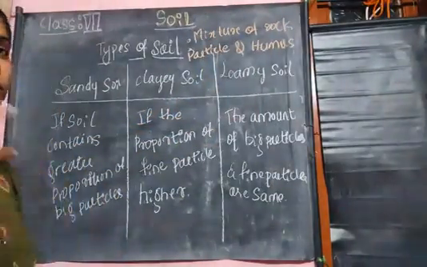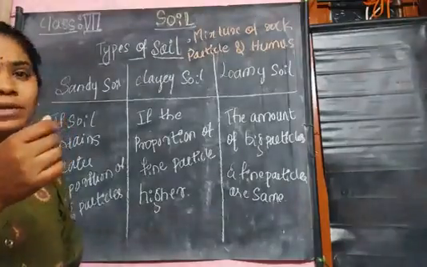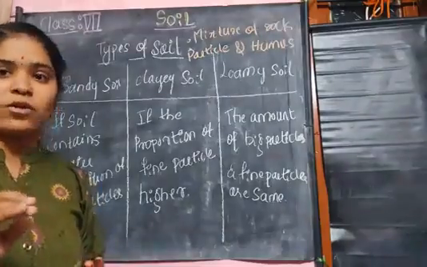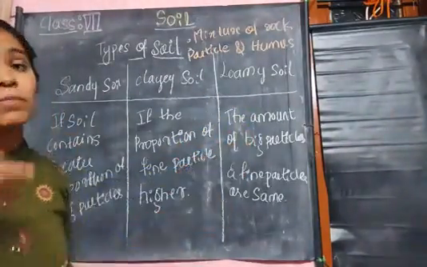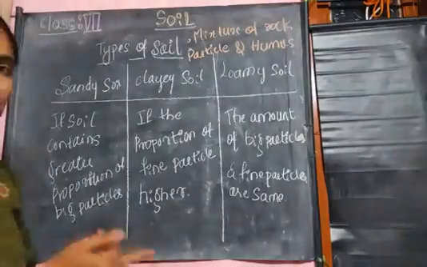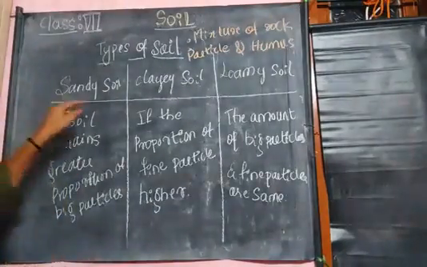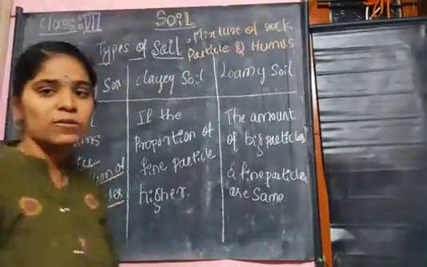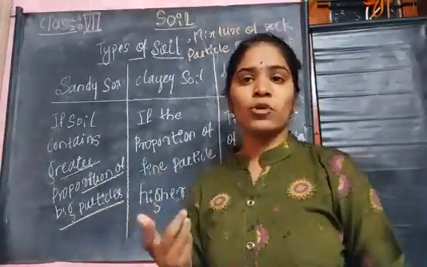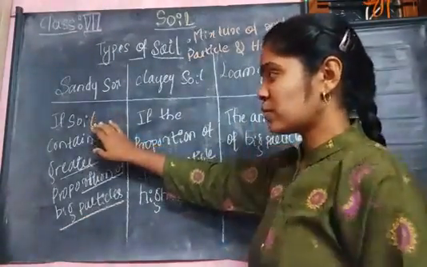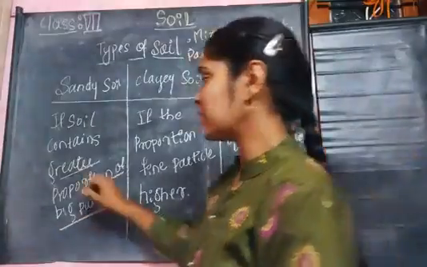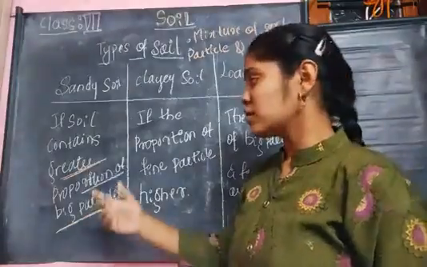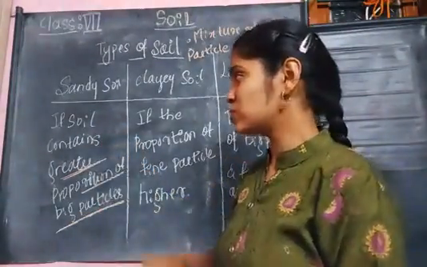So what is sand? In that, smaller fine particles are present. Those are the sand particles. And clay soil is a smooth soil, with some water mixed in. Loamy soil I will tell you next. Generally, in sandy soil, the soil contains a greater proportion of big particles. It means the soil particles or rock particles present in the sandy soil are greater in proportion, meaning bigger particles and rocks are more in this sandy soil. So this is the main one.